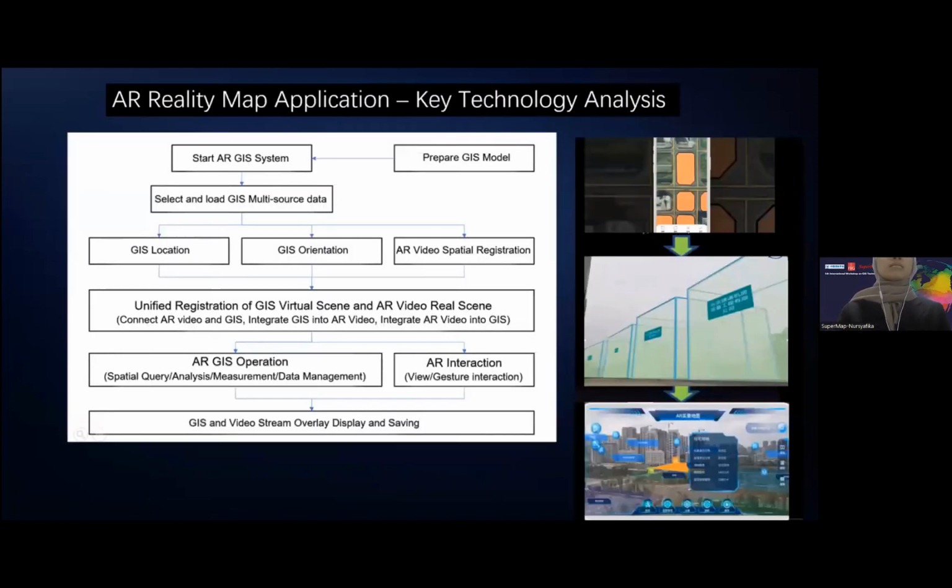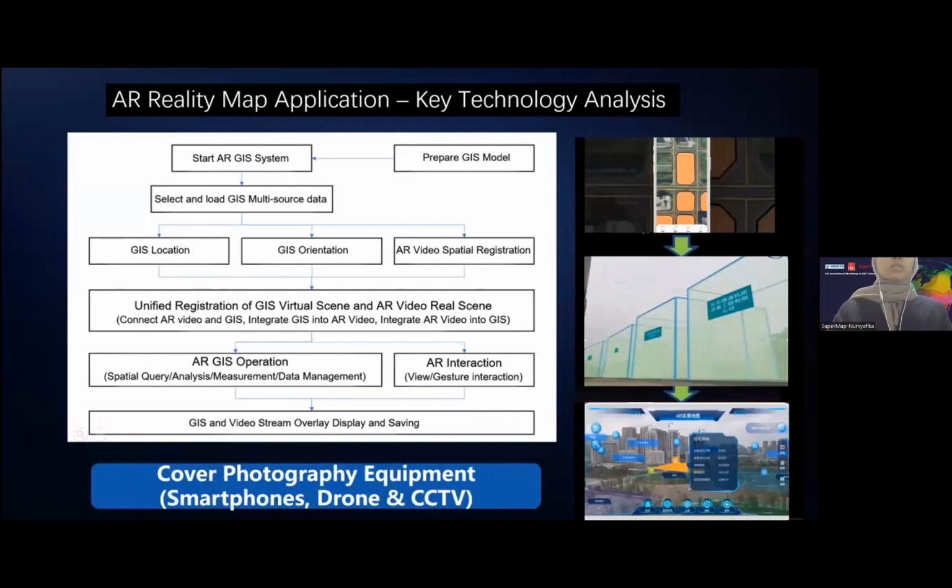So as long as it is data of the real scene, it can theoretically be used as spatial geographic information resources to integrate the GIS capabilities and provide map management, cartographic release, spatial analysis, and so on. So this is the key technology analysis, where it can cover photographic equipment, smartphones, drones, and also CCTV.